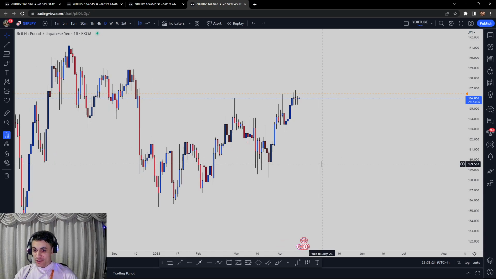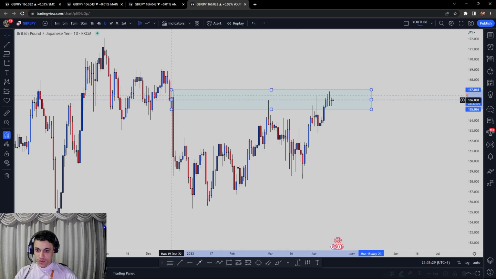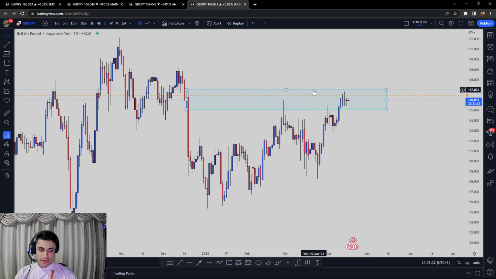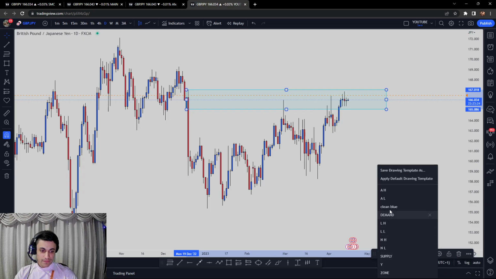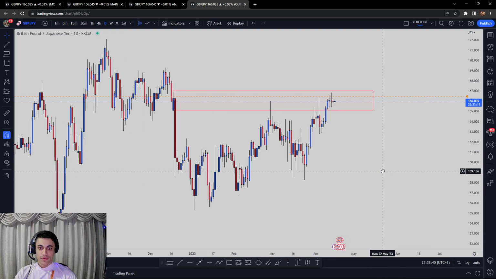Okay, so firstly, we're gonna break it down as a smart money concept trader and how they look at it. Now, obviously, this is super obvious. We have this order block, supply area. So let's make it a supply zone. Boom, right there. You see how I like it in red?